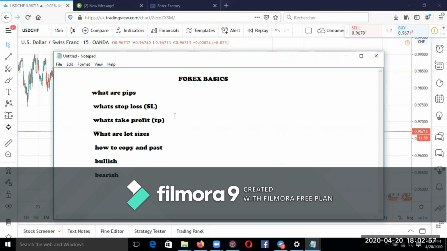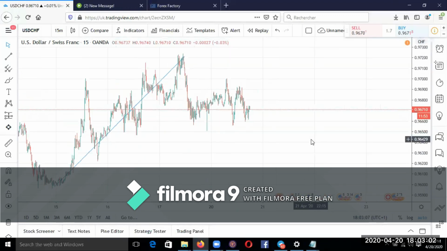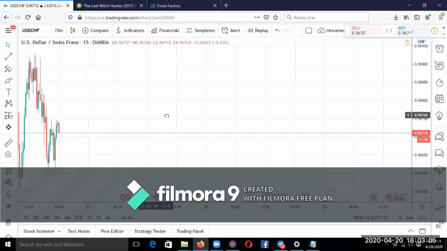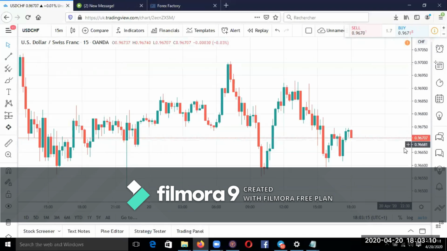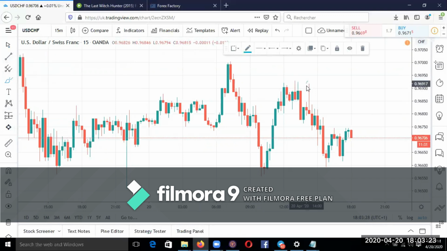Now, what's a wick? I'm going to do some additional things in here, because these are terms you're going to hear me use most of the time when we get into our strategies, because this is just an introduction. Now, you see this candle, look at the body. This is the body of the candle, right?